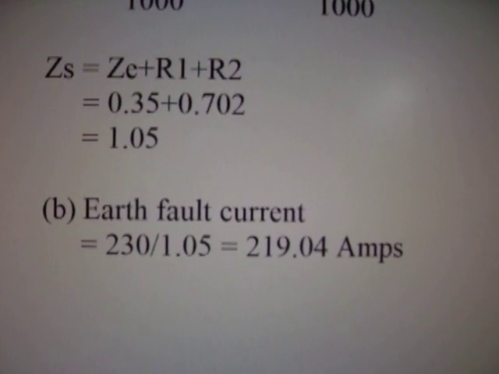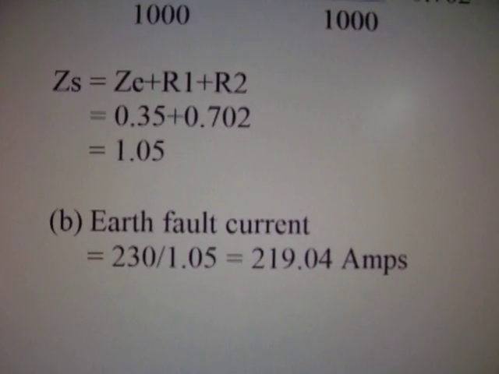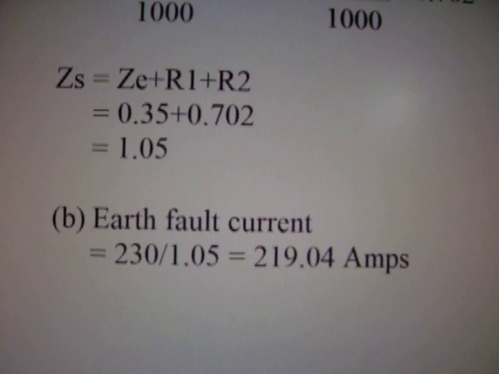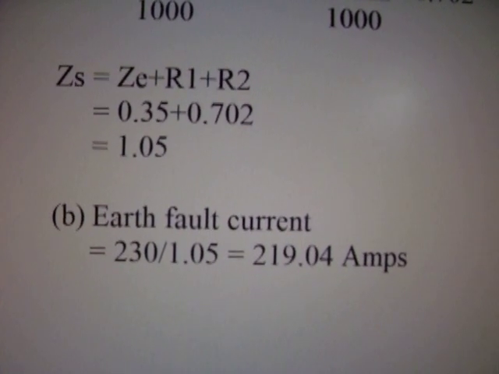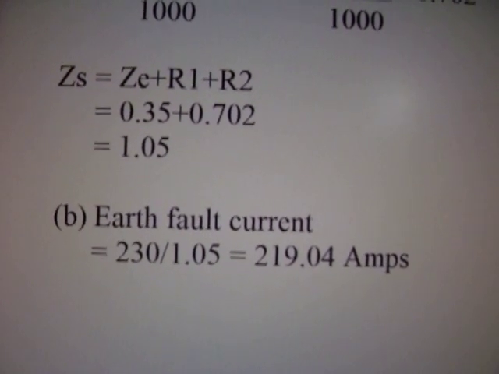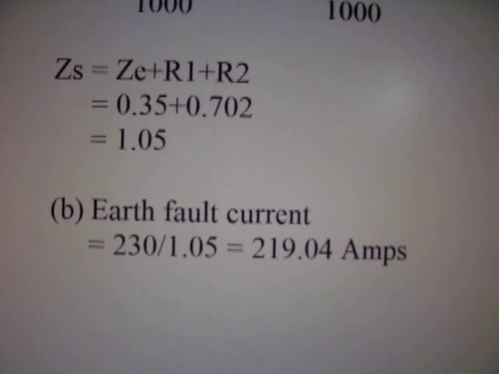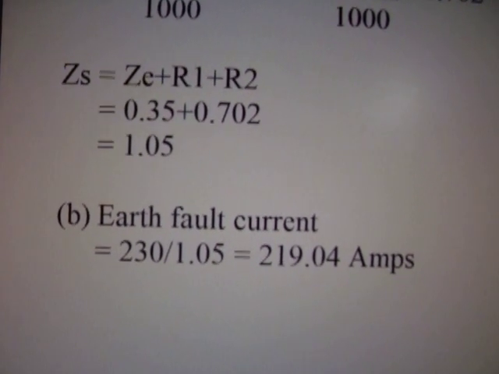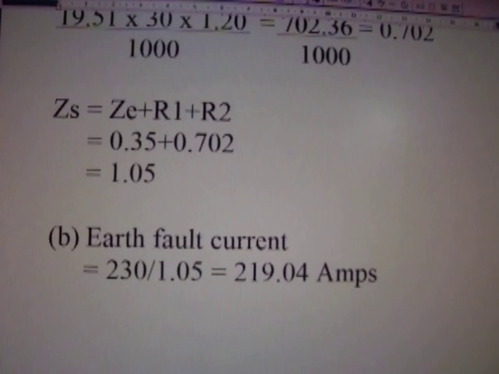Earth fault current. The supply voltage is 230 divided by 1.05 equals 219.04 amps. And you can now see that's the current we'll have flowing to earth.